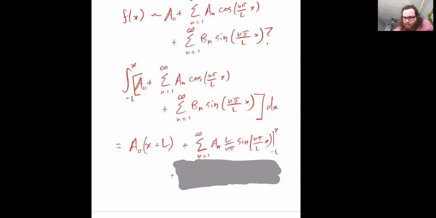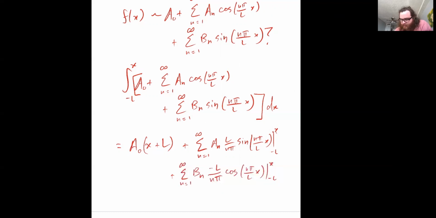Likewise, we can do the same thing with these sine pieces. The integral of sine was minus cosine. Otherwise, keeping track of the coefficient or that constant inside, this is what we end up with. Again, evaluating bounds.